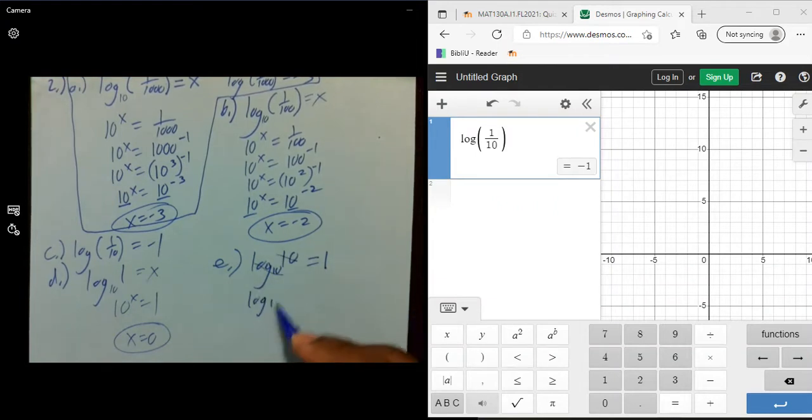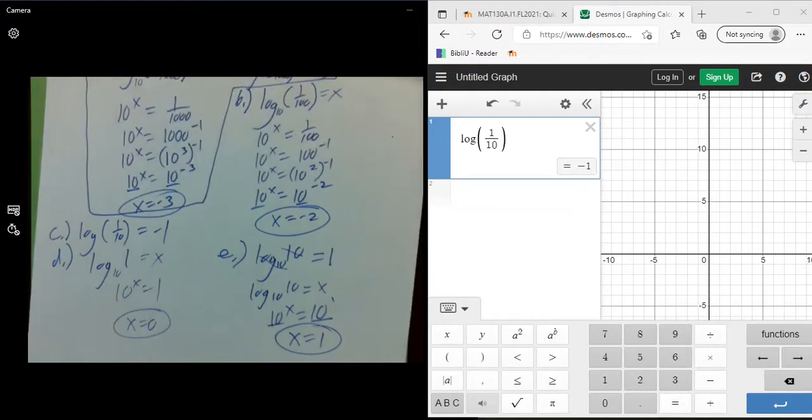Or if you want to rewrite this in exponential form, it'll be 10 to the x is equal to 10. And remember that 10 is taken to the first power. Same base, we set the exponents equal to each other.